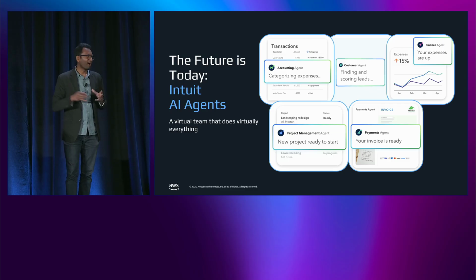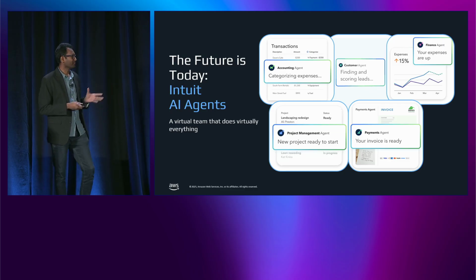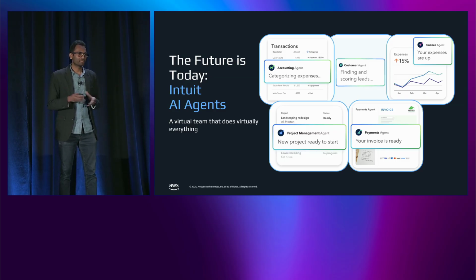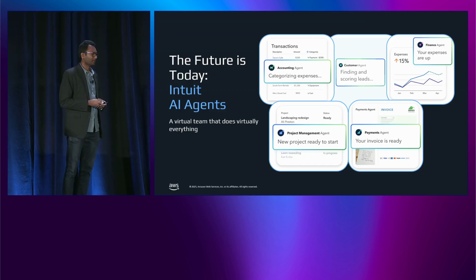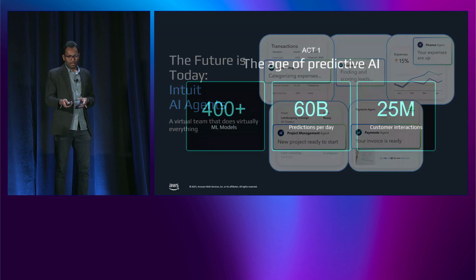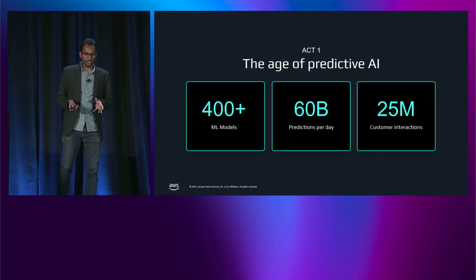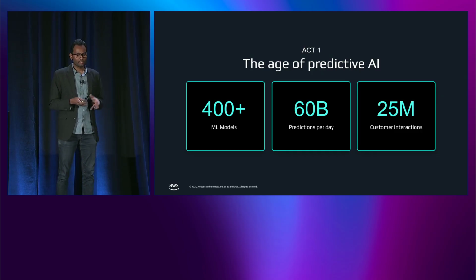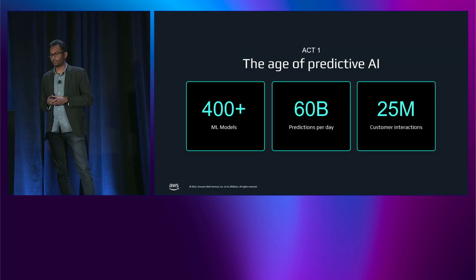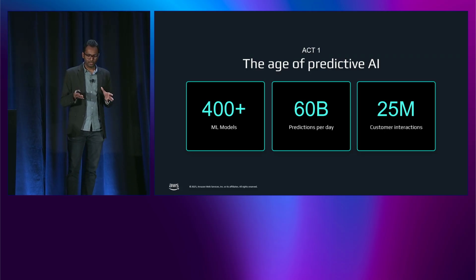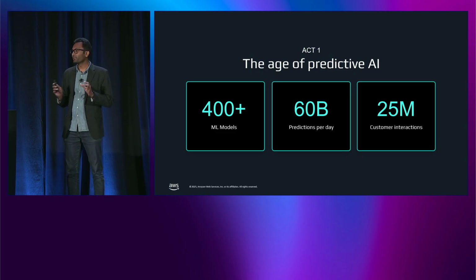So this is wow, right? But we didn't get here overnight. We have been laying the foundation for over the years, and let me talk about how we got here in that 2-act story I was talking about. So Act 1 is the Age of Predictive AI. We run over 400 predictive AI ML models in production today, and they are deeply embedded into our product experiences. So this traditional predictive AI is a complete workhorse.